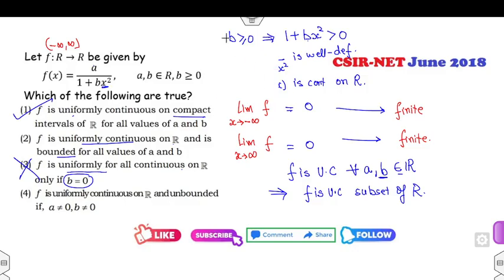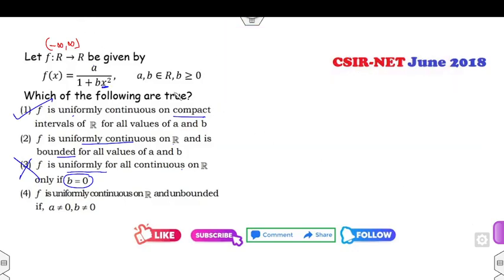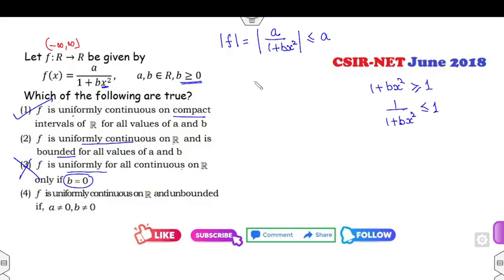Now we will check about the unbounded. That's how you can check about the unbounded. If I start with the modulus, then it is a over 1 plus bx square. It is always less than a, because b is always positive and x can be any real number, so 1 plus bx square is always greater than 1. So 1 over 1 plus x square is always less than or equal to 1. So that means mod of f is less than a, which is real.